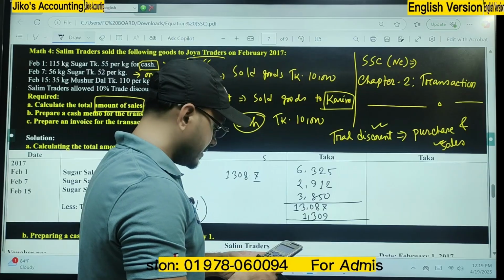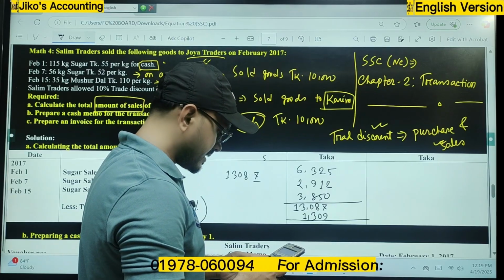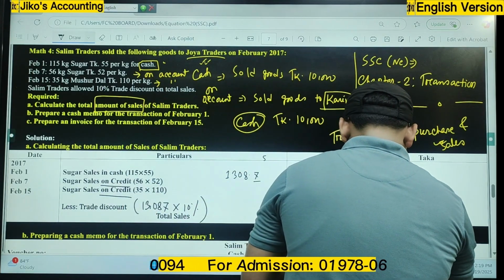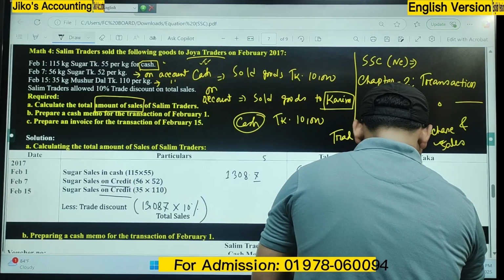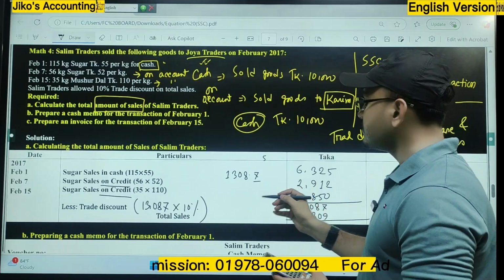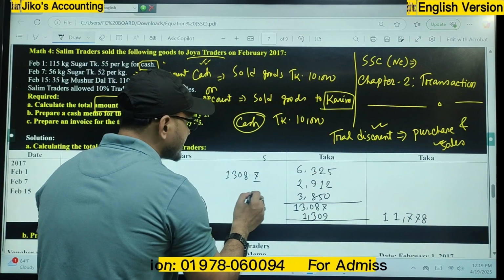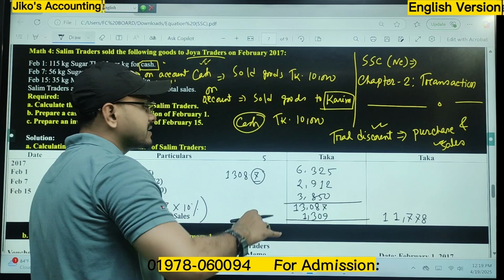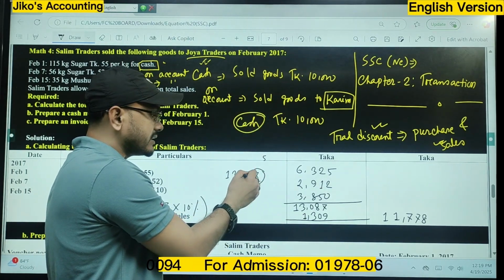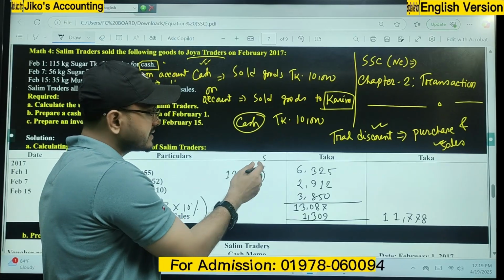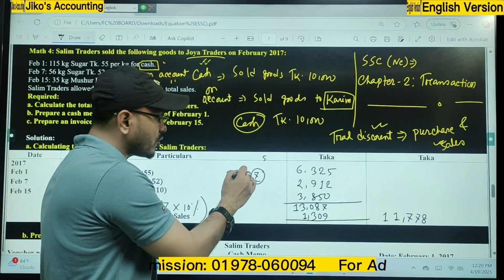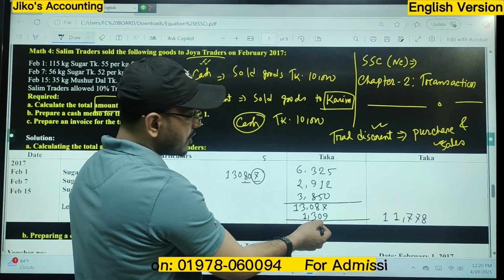So now deduct 13,087 minus 1,309. 11,778. How? Again I am saying, as you know that after decimal, if your digit is below 5, you shouldn't add anything before the value of the decimal. But as it is up to 5, that's why I have added 1 with 8. That's why I've written here 1,309.